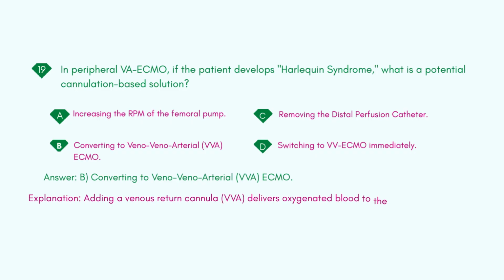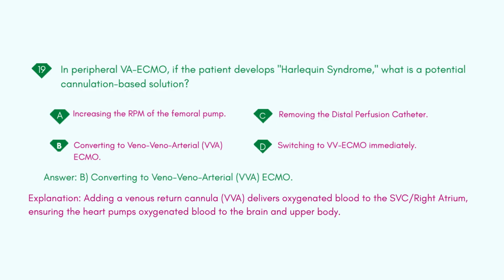Explanation: adding a venous return cannula (VAV) delivers oxygenated blood to the SVC/right atrium, ensuring the heart pumps oxygenated blood to the brain and upper body.